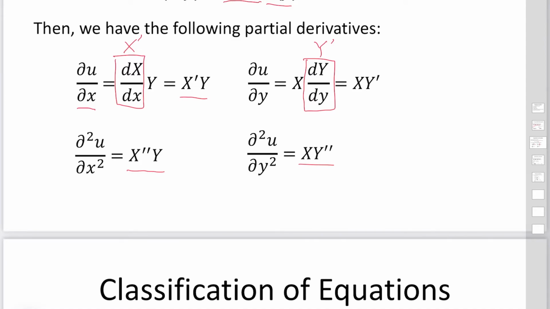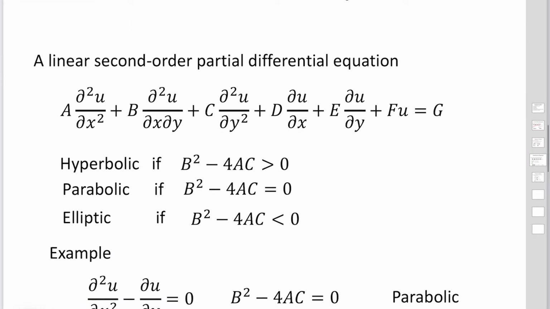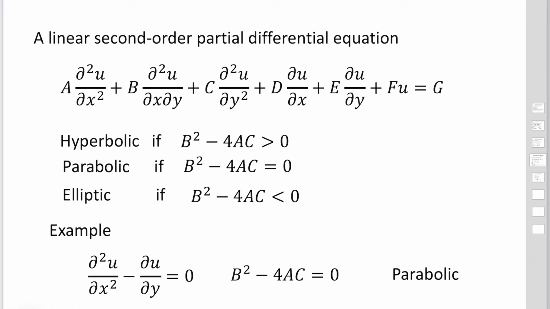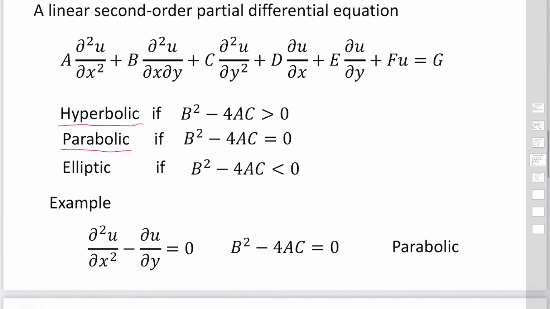I showed how to solve the partial differential equations in practice. And we need to classify the equation. Second order partial differential equations are classified depending on the value of B squared minus 4AC. If B squared minus 4AC is a positive quantity, the equation is called a hyperbolic equation. If B squared minus 4AC is equal to 0, we call it a parabolic partial differential equation. If B squared minus 4AC is a negative quantity, the equation becomes an elliptic equation.